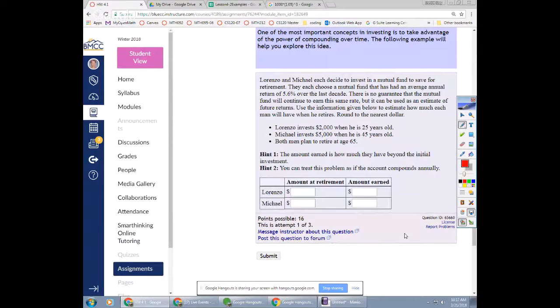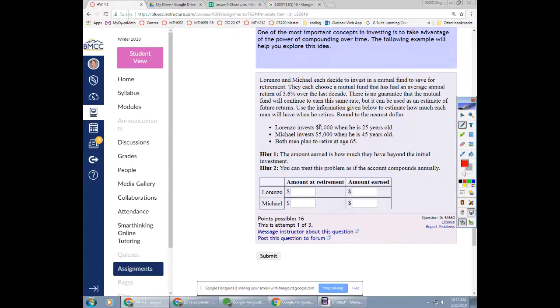All right, so let's see. We have Lorenzo and Michael each decide to invest in a mutual fund. They choose a mutual fund that has an average annual return of 5.6% over the last decade. There's no guarantee the fund will continue to earn the same rate, but we'll just use that as an estimate for the future. Use the information below to estimate how much each man will have when he retires to the nearest dollar.